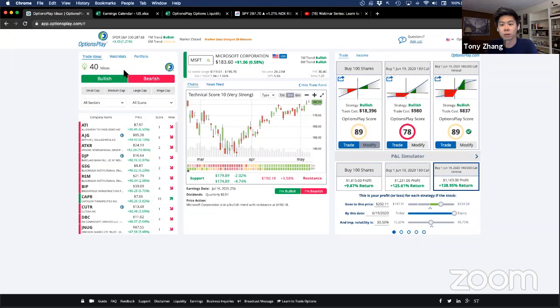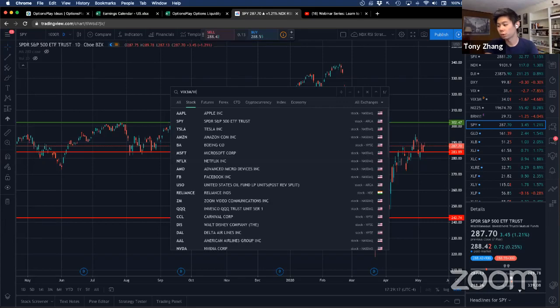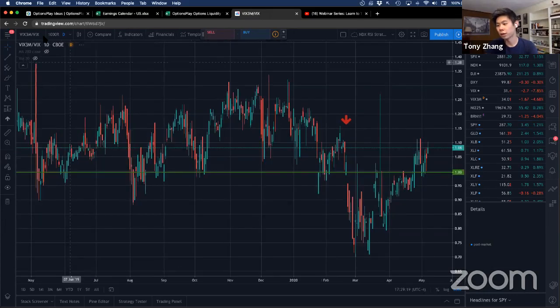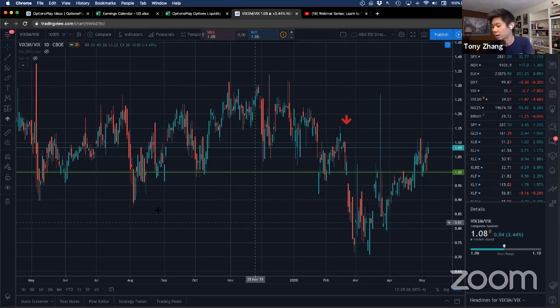How do you look at the VIX 3M versus VIX? So I use TradingView. You might have a charting package from your broker that provides this, but you just do VIX 3M divided by VIX. And I draw a line at 1 for myself to see when that triggers. That's how I look at it.